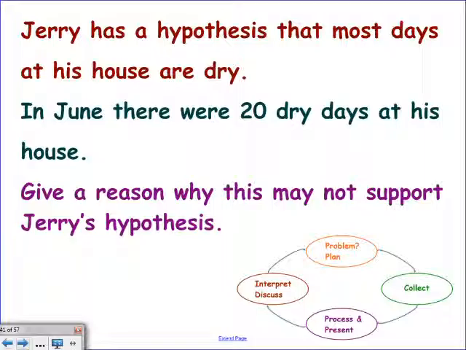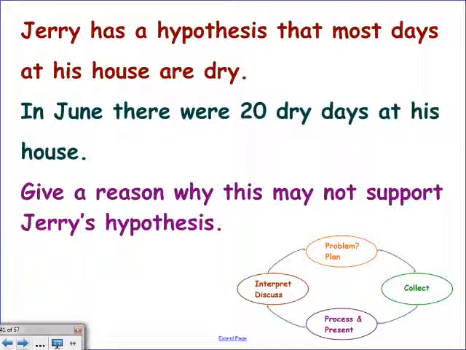So we're in stage 4 now. We collected 20 dry days in June, so 20 out of 30 days are dry. He draws a little bar chart or a pie chart, dry and wet, and says, oh look, 20 out of 30 is dry, therefore where I live is mostly dry. That's stage 3, so we're now at stage 4, discussing what he's done. What is wrong with Jerry's hypothesis?